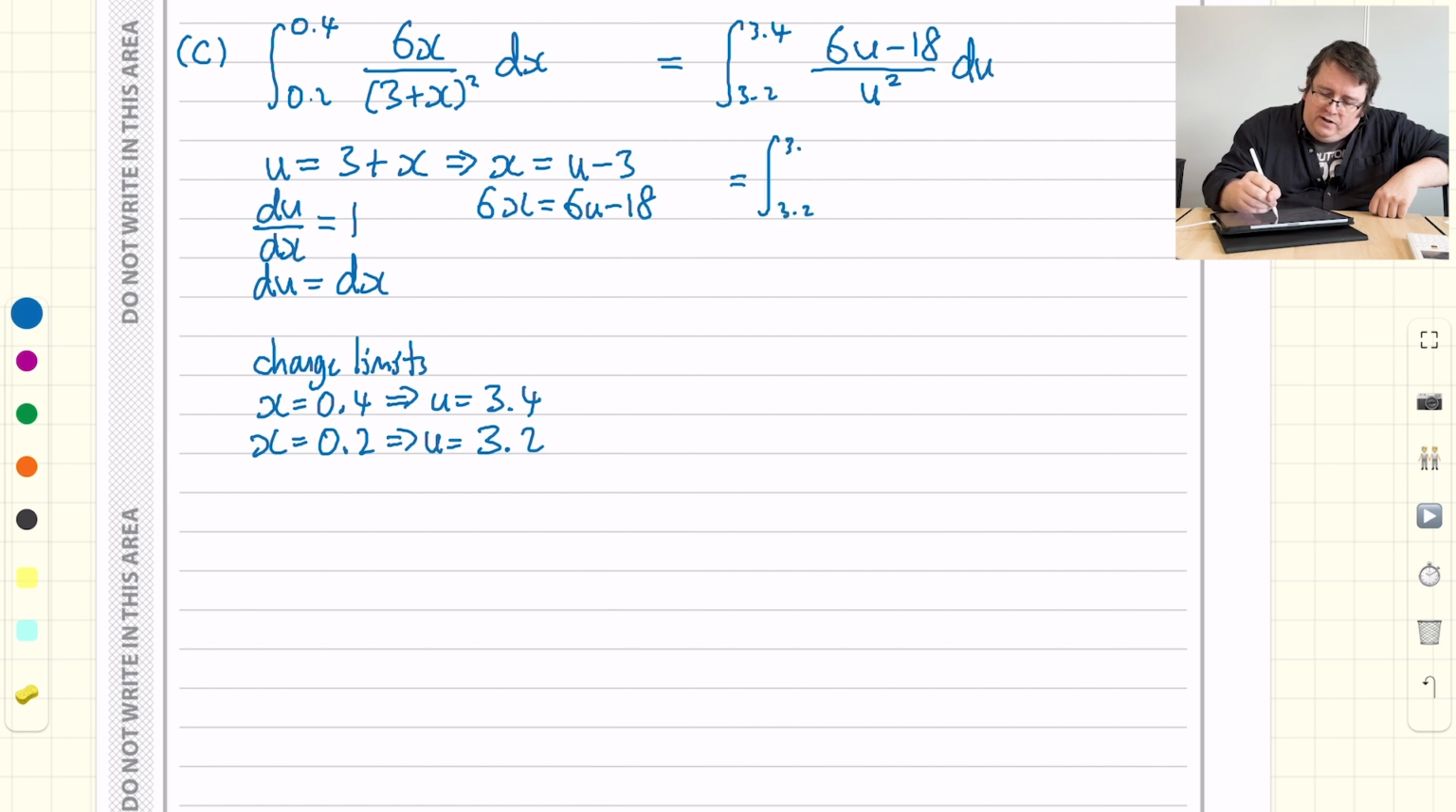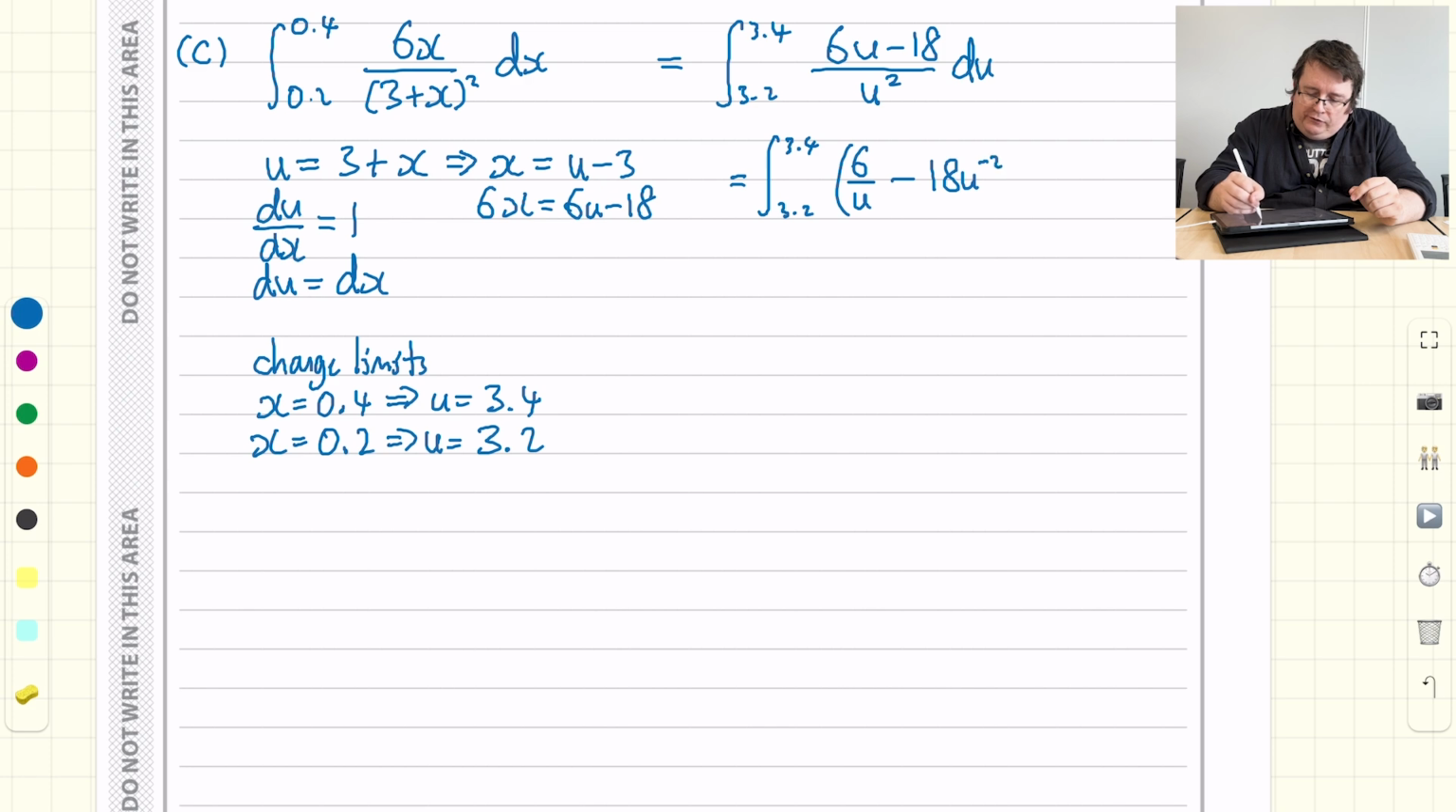So this is precisely the stage that I was considering, because I can now split that fraction up into two terms. 6u over u squared is 6 over u, take away 18 over u squared, so 18u to the minus 2. Now we can integrate. So 6 over u integrates to 6 times the natural log of the modulus of u. And then minus 18u to the minus 2, add 1 to the power, divide by the new power, plus 18u to the minus 1. Integrate between 3.2 and 3.4.